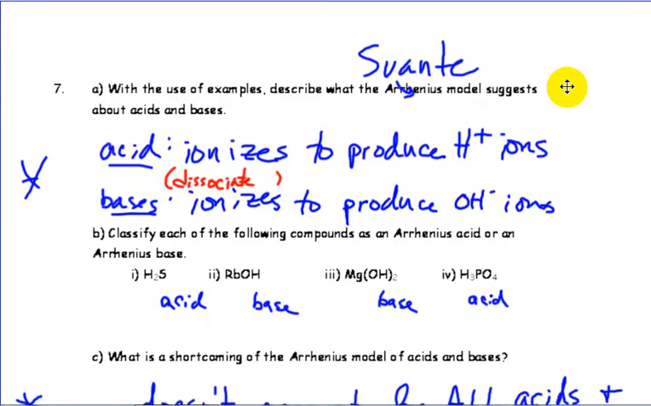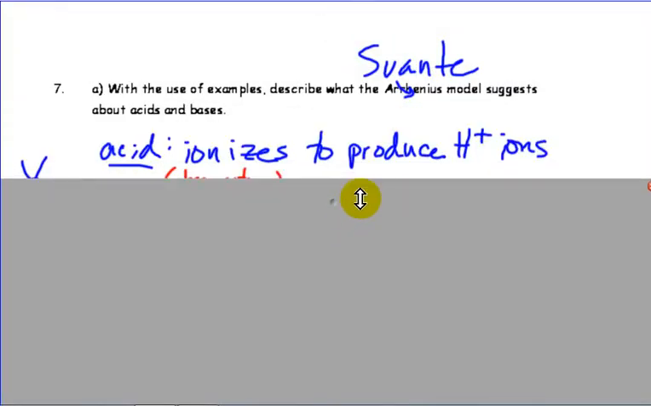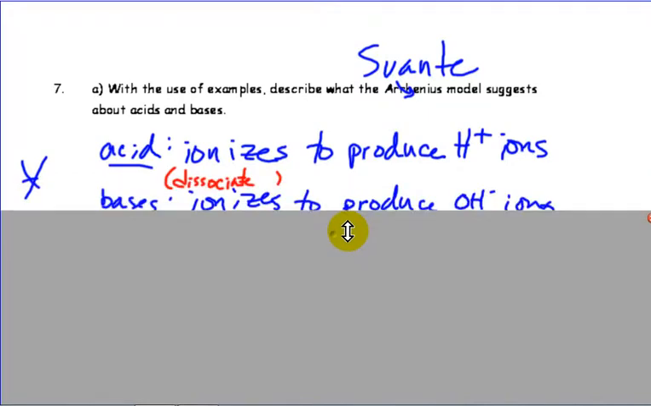Welcome back, Chemistry 30. This is part 2 of booklet 19.1, Acids and Bases. So now we looked at some general ideas of what acids and bases are. Now we'll look at more concise definitions.